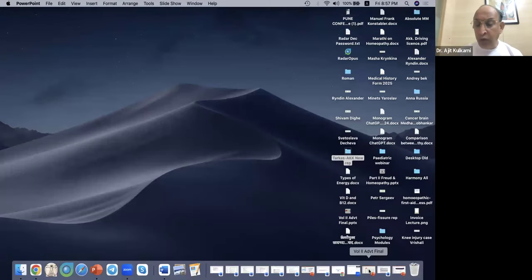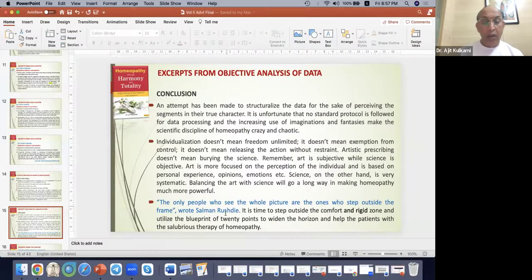So we come to our view. I have written a sentence from Salman Rushdie. You must read it out here. The only people who see the whole picture are the ones who step outside the frame. I think homeopathy should be understood more through totality, not through fragmentations, not through divisions, not through isolated segments, because we are not homogeneous.